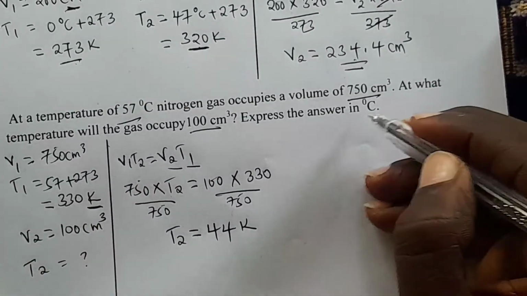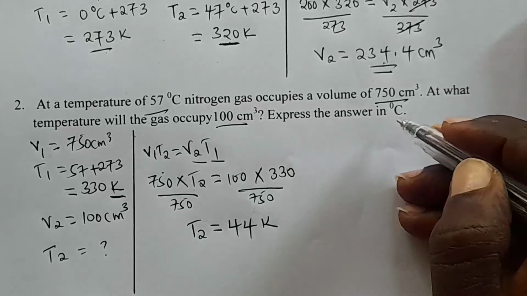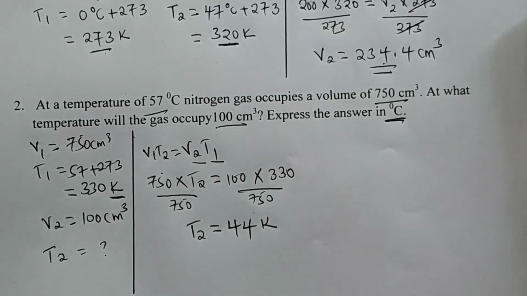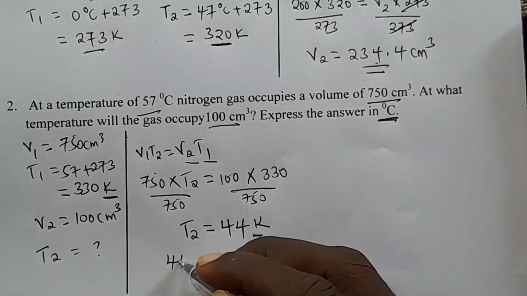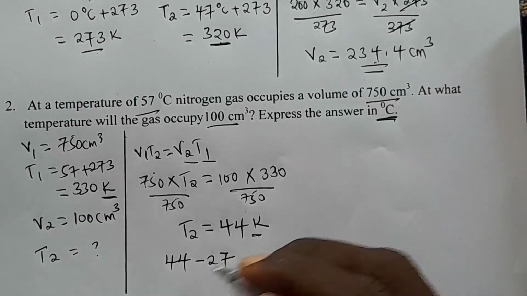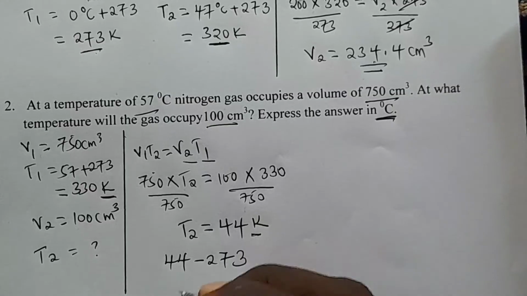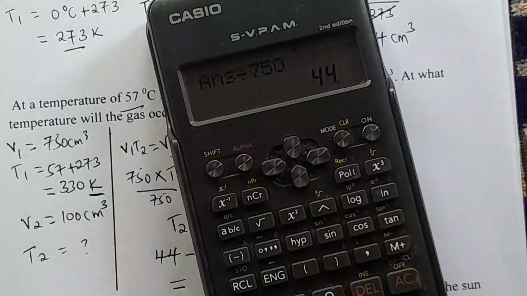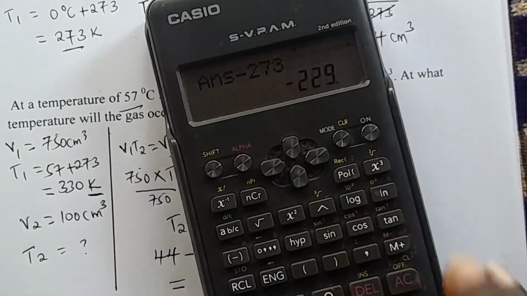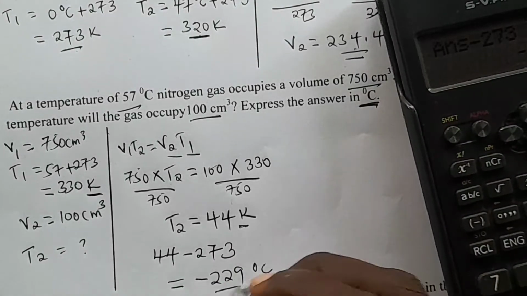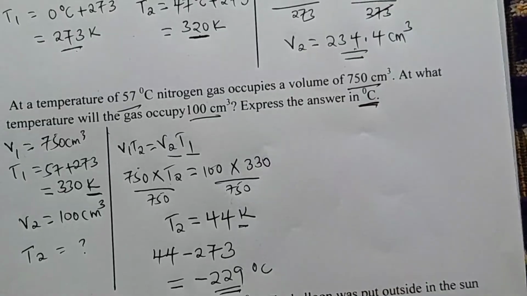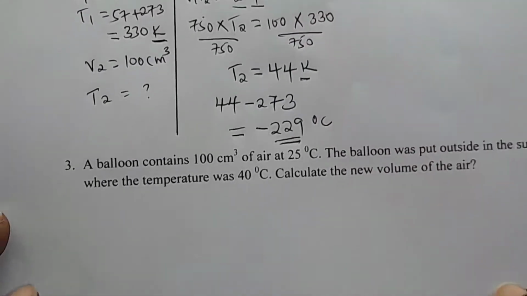You are told to express your answer in degrees Celsius. So how will you convert the Kelvin scale to degrees Celsius? By subtracting 273 from the answer you have. So 44 minus 273, what we are going to get will be negative 229 degrees Celsius. That's for question number 2. Learners, I hope you are going with me.